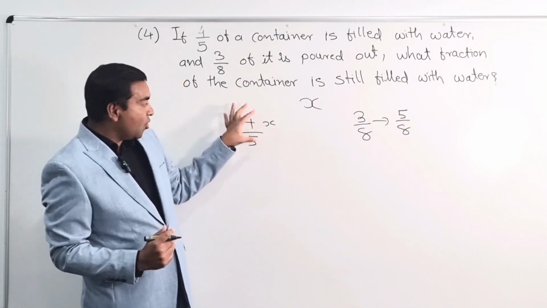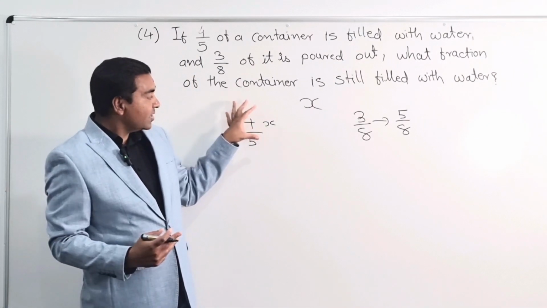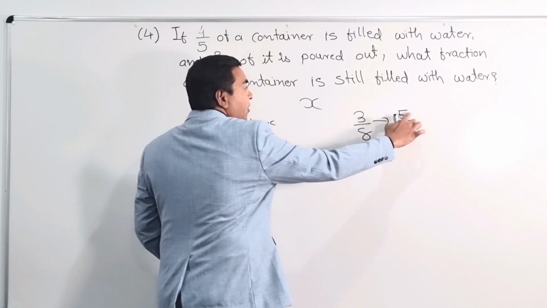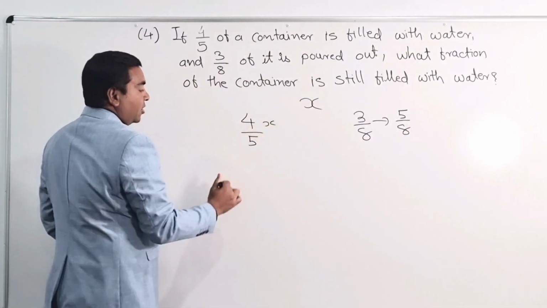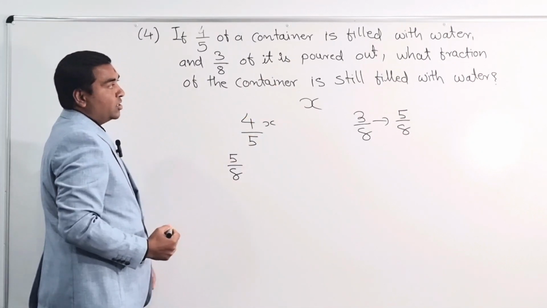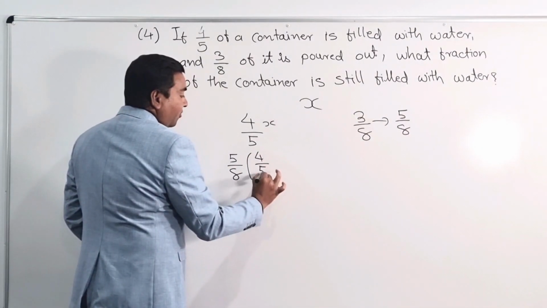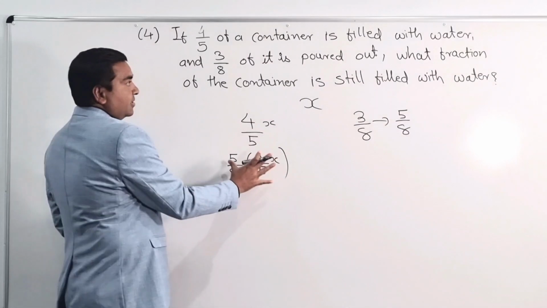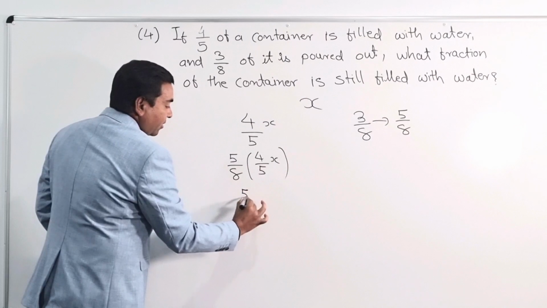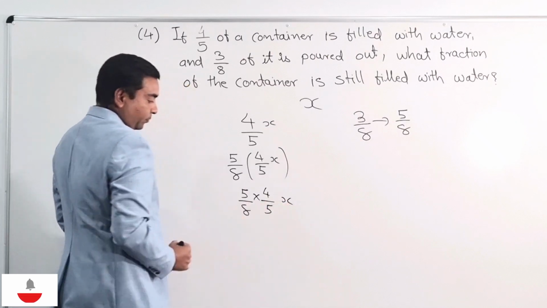If 3/8 of this water is just going out, how much water, or what fraction of this, is still going to be in the container? So that will be 5/8. So I can do 5/8 because I want to find out how much water is still in the container. So 5/8 of 4/5x, that is the fraction that is going to be in the container. And now I can multiply them. So 5/8 multiplied by 4/5 and x.